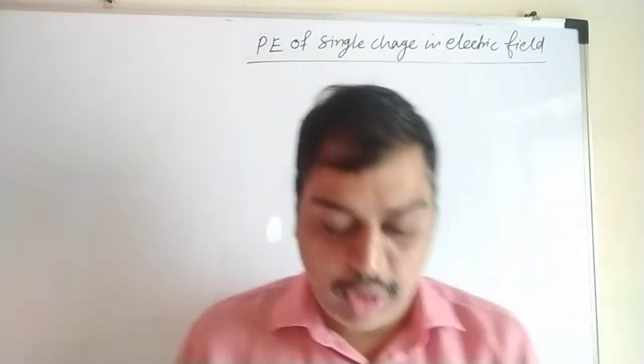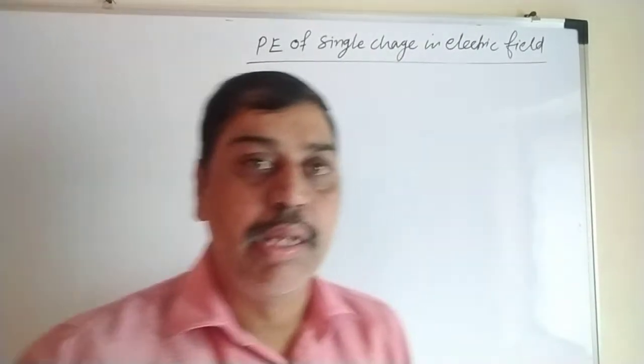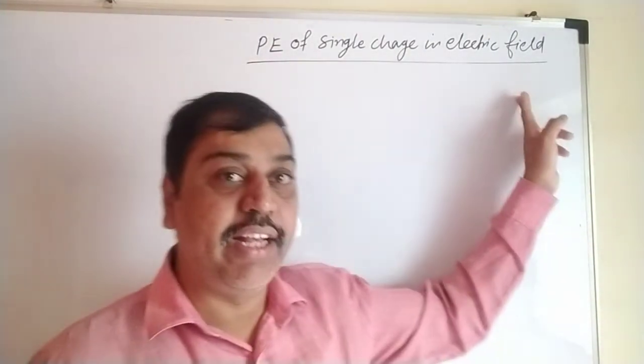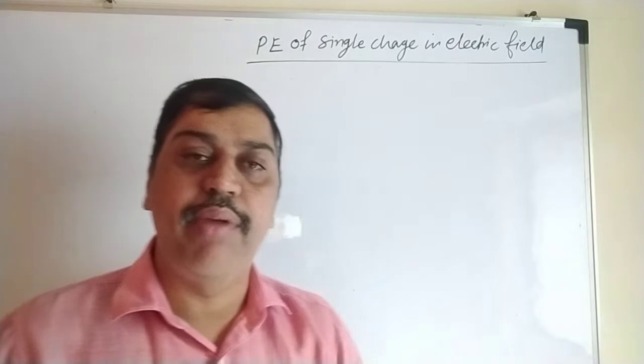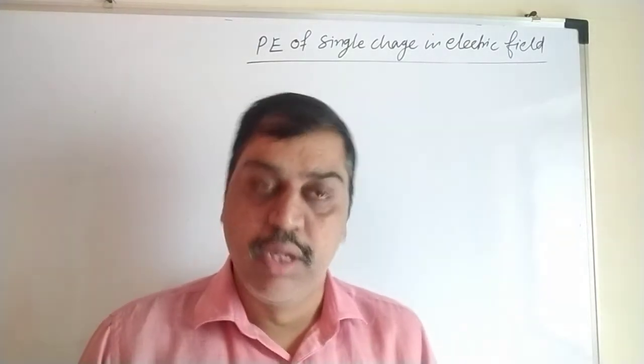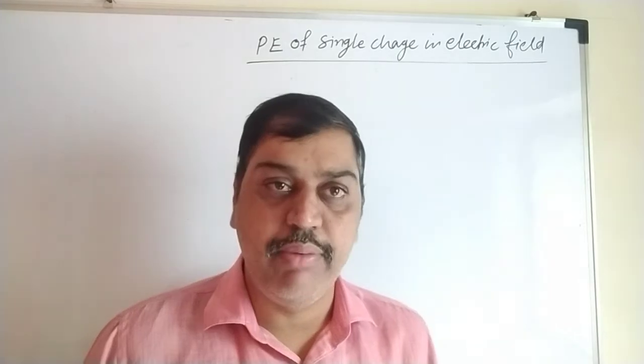Hello students, let's go to the next topic of our syllabus. That is nothing but potential energy of a single charge in an electric field. If you remember, up till now we have derived the equation for electric potential and potential energy also. But this would be different from that. How will it be different?